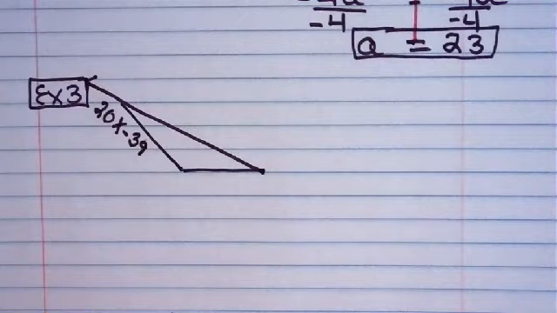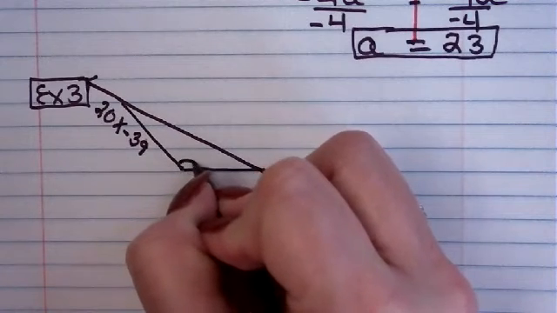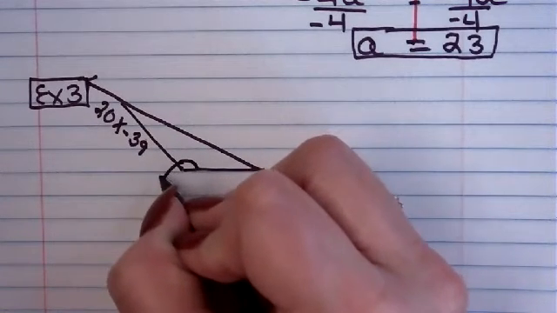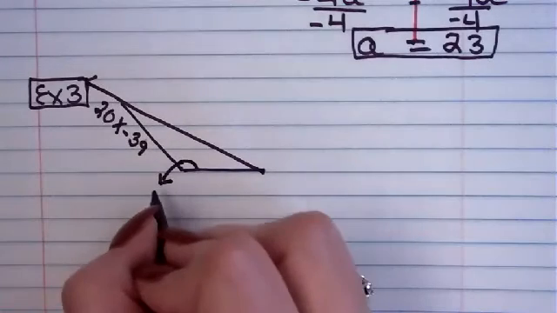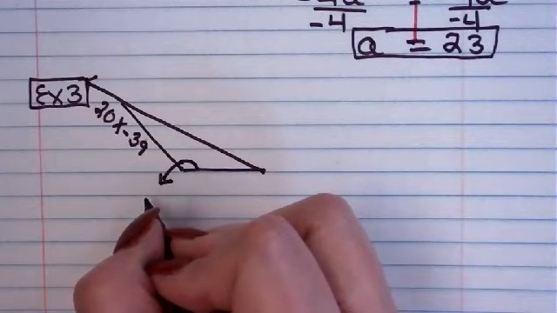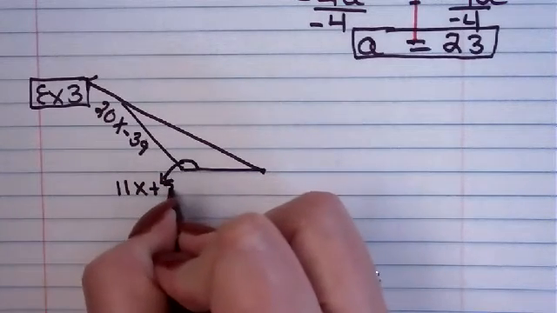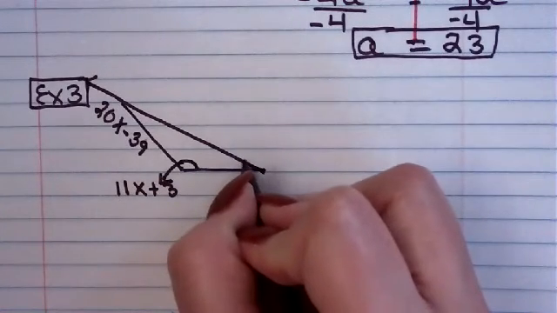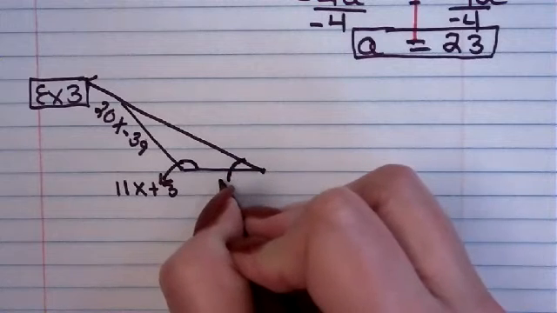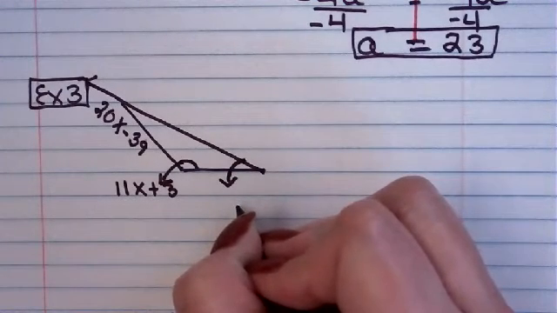Okay? Now, this angle right here, I'm going to struggle to get it written in there, so I'm going to write it right here outside of the angle, and that's what that little arrow means. That is going to be 11x plus 3. This other angle right here, I'm going to write it right here, and that is going to be 4x plus 3.